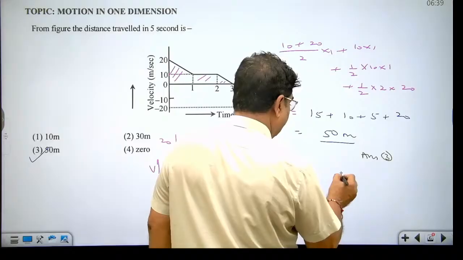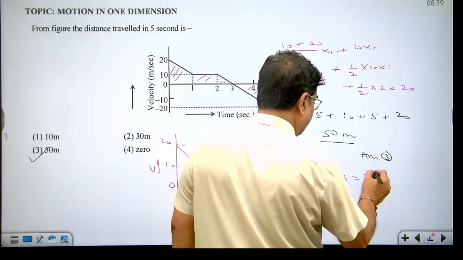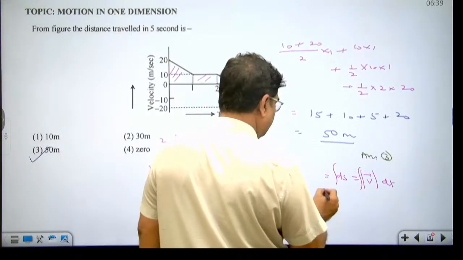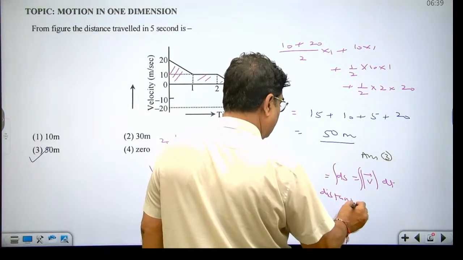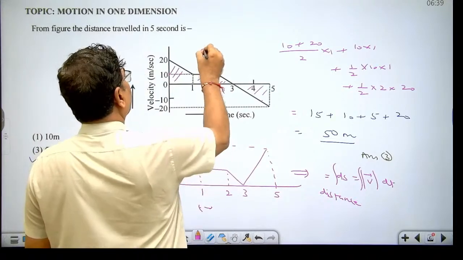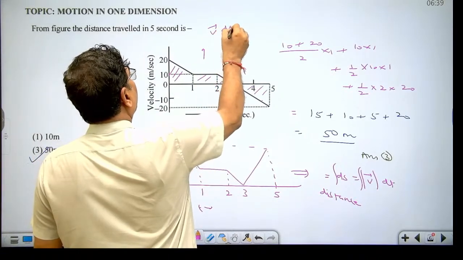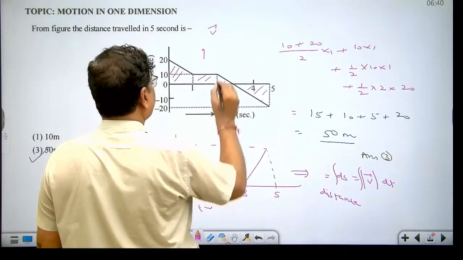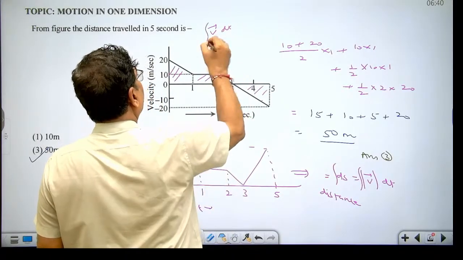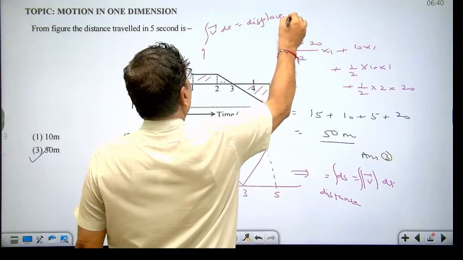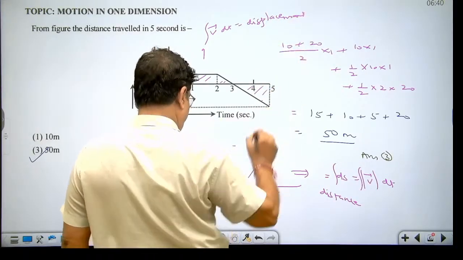Remember, dear students, the area under the speed time curve gives us distance, while the area under the velocity time curve gives us displacement. This everyone should remember.